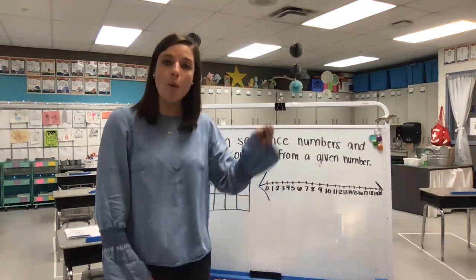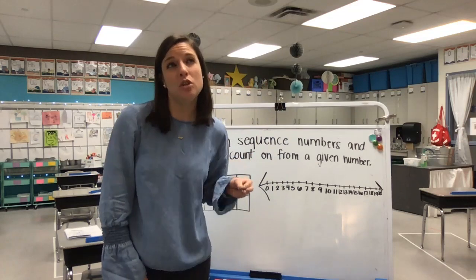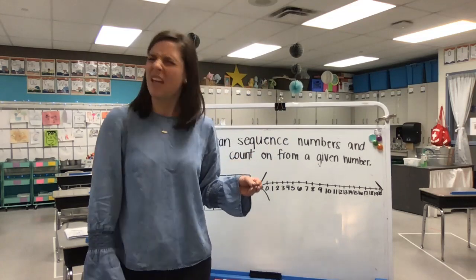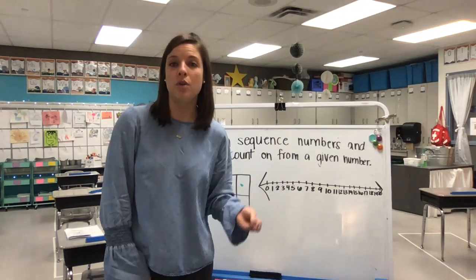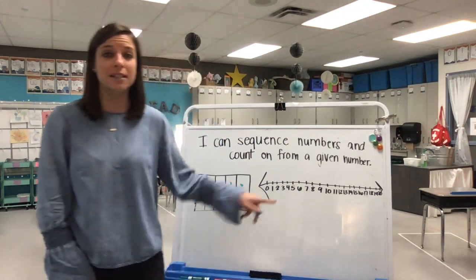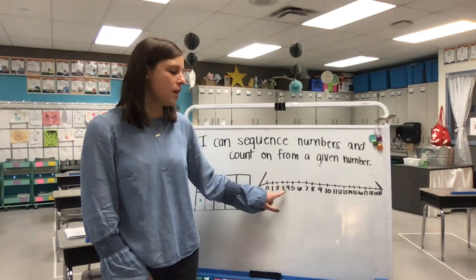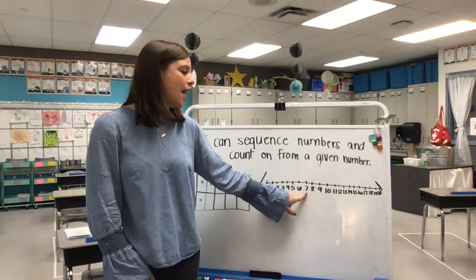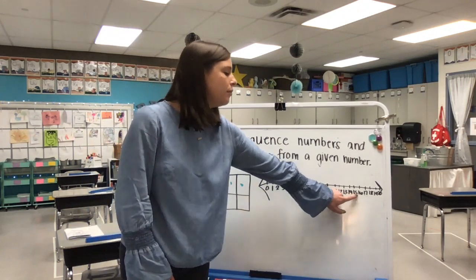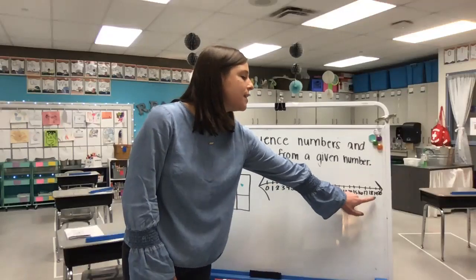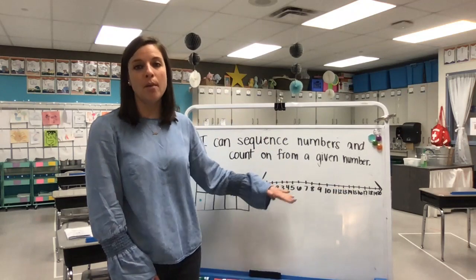When we count, they're always in a specific order. We don't count and say 1, 27, 42, 5. Our brains would be like, oh, what are you saying? So when we count, our numbers are in the same order every time. 1, 2, 3, 4. So let's practice counting using our number line, starting with 0. 0, 1, 2, 3, 4, 5, 6, 7, 8, 9, 10, 11, 12, 13, 14, 15, 16, 17, 18, 19, 20. Very good. So when we sequence, we put our numbers in order.